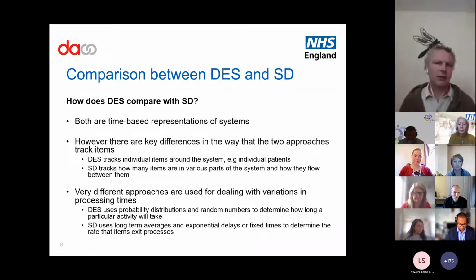And they also deal with variation in processing time in different ways. So discrete event simulation uses probability distributions and random numbers to generate how long a particular patient would stay in a part of the system, whereas system dynamics uses long-term averages and exponential delays to look at that group view, that aggregate view.